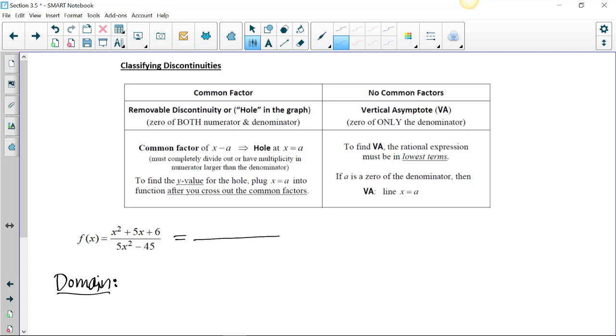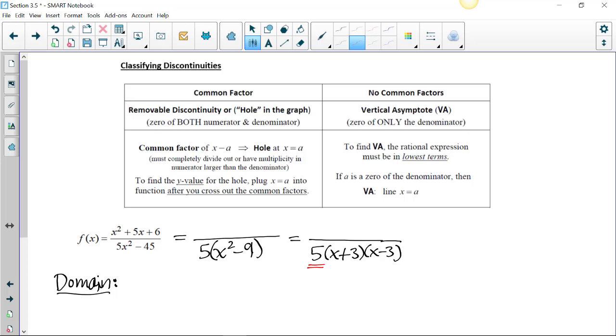First thing you should always try when you factor is the greatest common factor. Please do not forget it. It's the first thing you ever learned how to do, and for some reason it gets forgotten. So if I take out a 5, then I can see that x squared minus 9 is a difference of two perfect squares. All right, so the denominator's factored. Very easy here for me to see the zeros. 5 is a constant factor. It will never be 0. So it's not going to give you a 0.